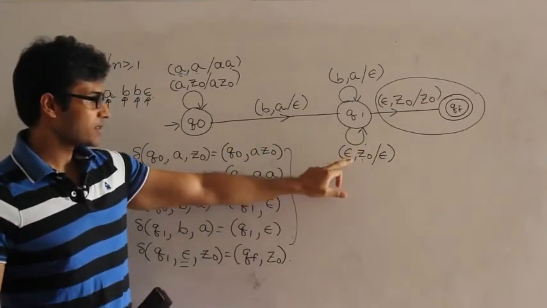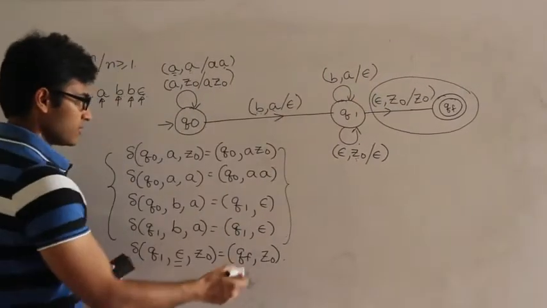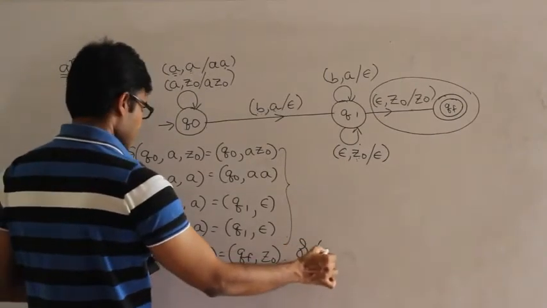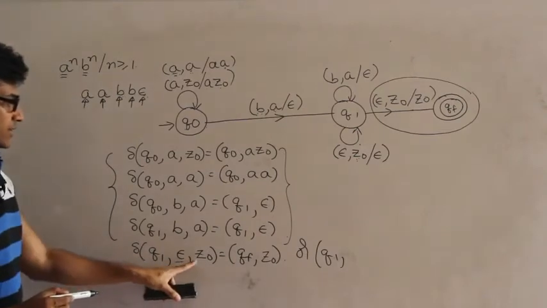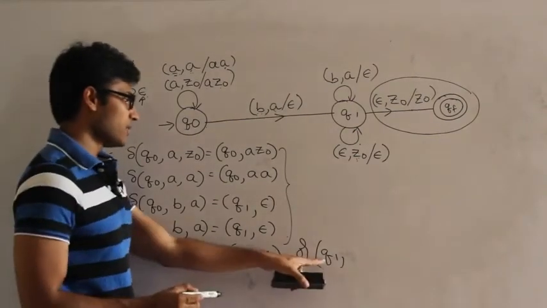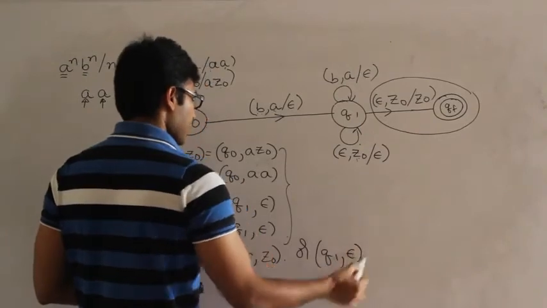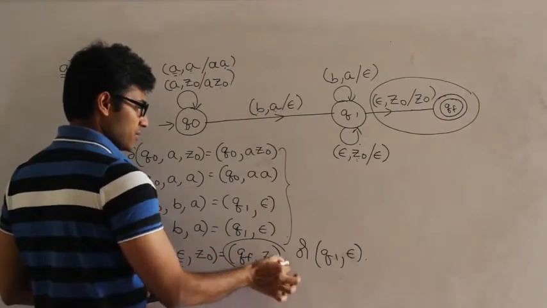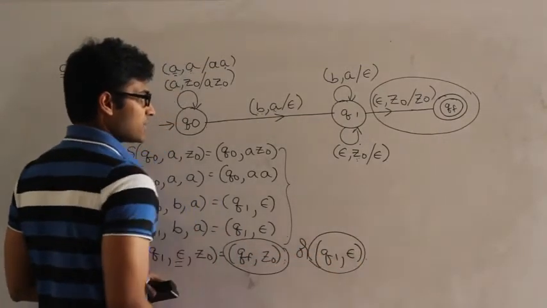This is called acceptance by empty stack, and you could do any of it, which means here I could have this move, or I could be in the same state Q1. See, if the input is over and Z0 is on top of the stack, I could be in the same state Q1 and I could simply empty the stack. So anything is valid. If I do this, this is called acceptance by final state. If I do this, this is called acceptance by empty stack.